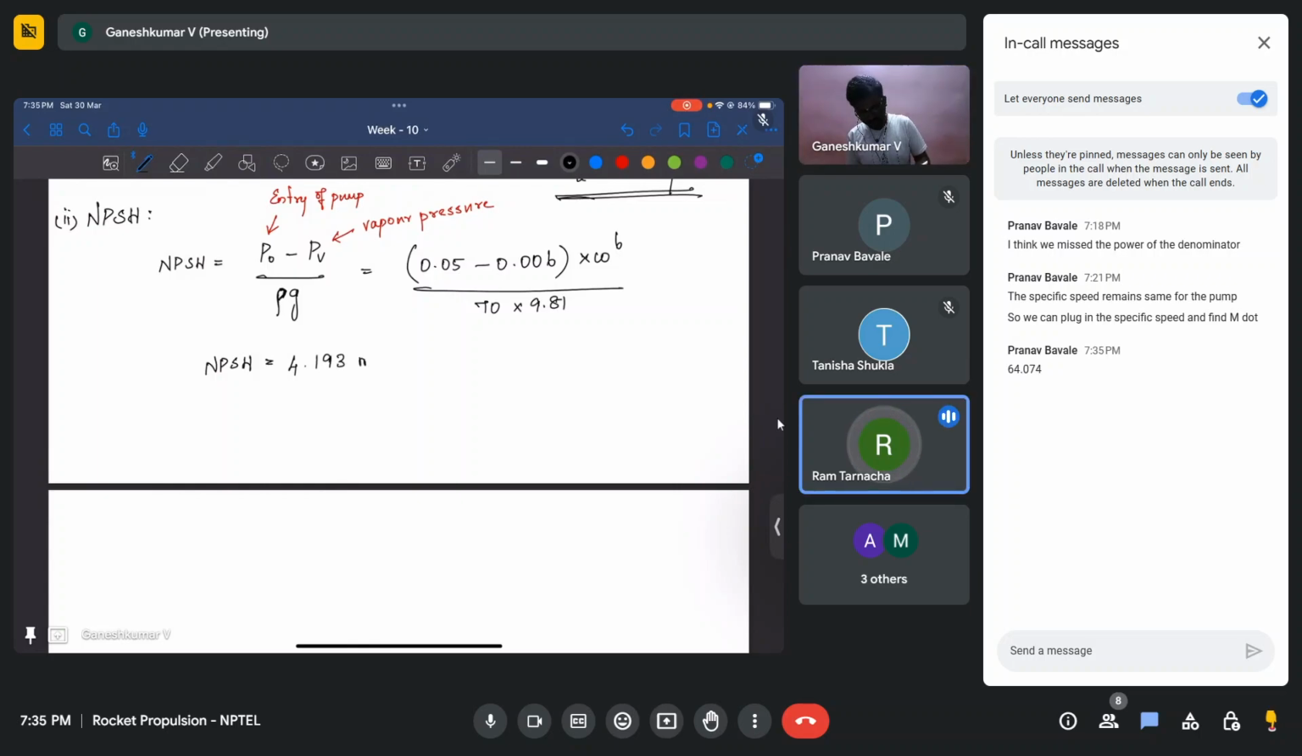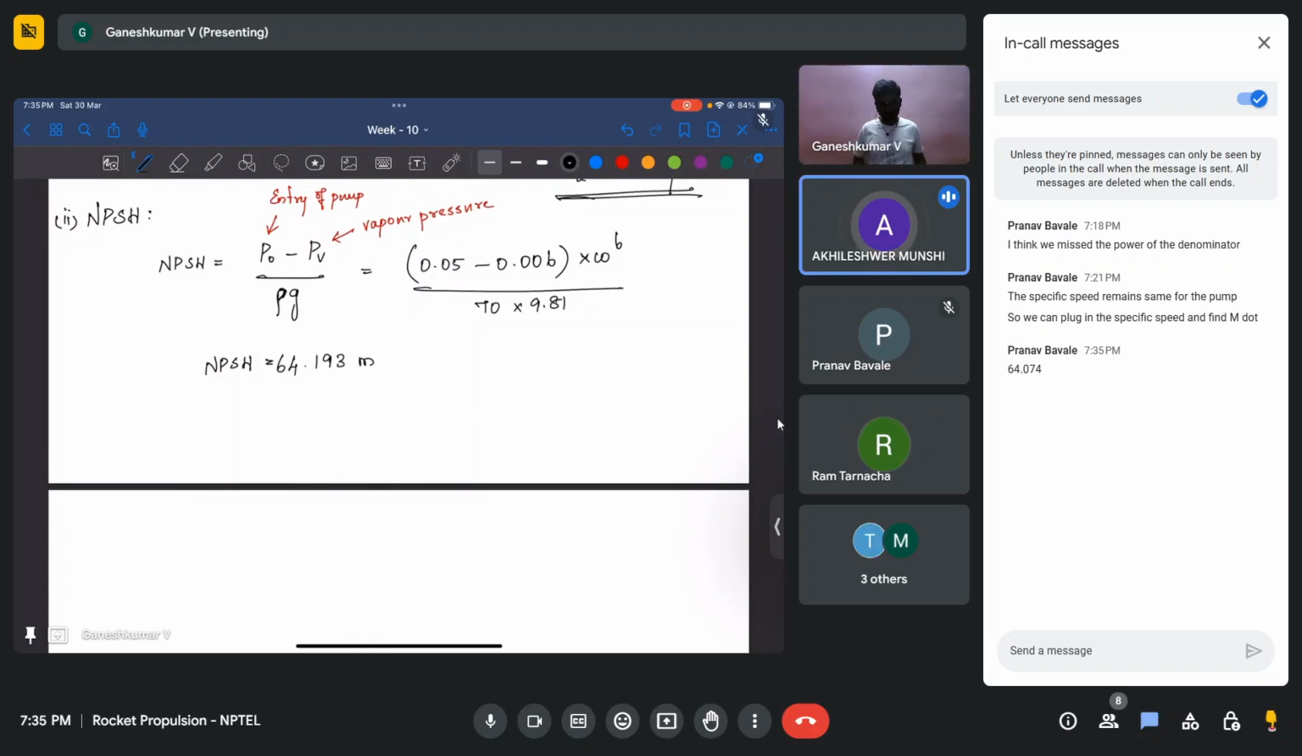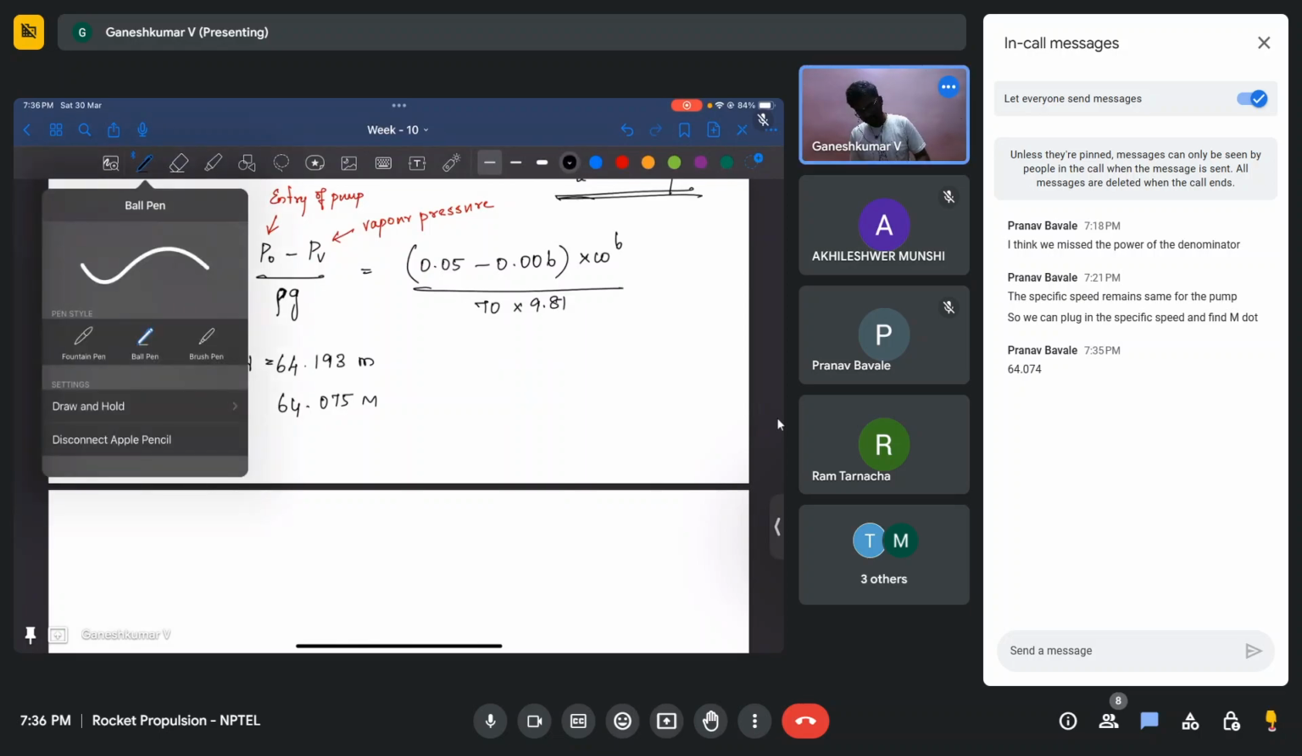No, meters. 64.139, 64.074, yeah, 64.1. Okay, 64.075, the same one. Yes, 64.075. Anyway, it's around 64 meters approximately. Yes, sir. All right.